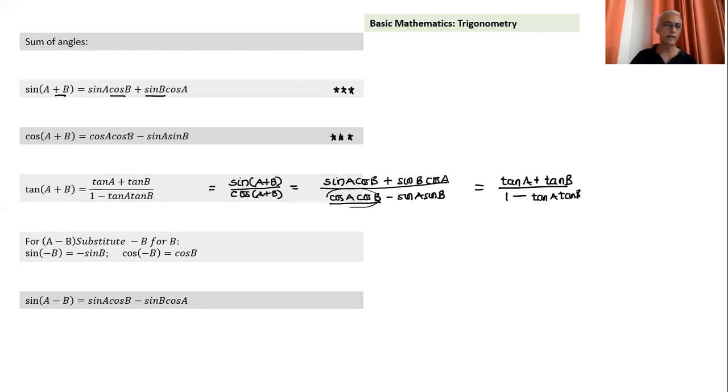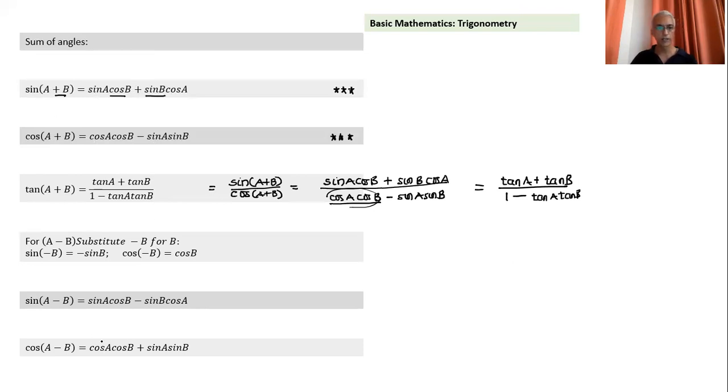So what will happen when we have the formula for A minus B, this plus sign will become minus. This can easily be arrived at from the same formula. Can we do it a similar way for cos A minus B? That is something you can try on your own, and you should get this value.